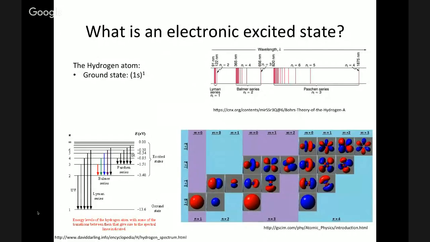And then the bottom left and top right are depictions of the hydrogen spectrum. So who knows what an electronic excited state of an atom or molecule is? When an electron absorbs, goes to the next quantum level. Good. So it absorbs an exact amount of energy. Quantized, right, yes, exactly. Perfect.